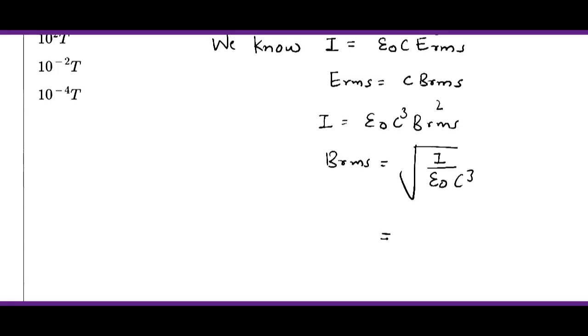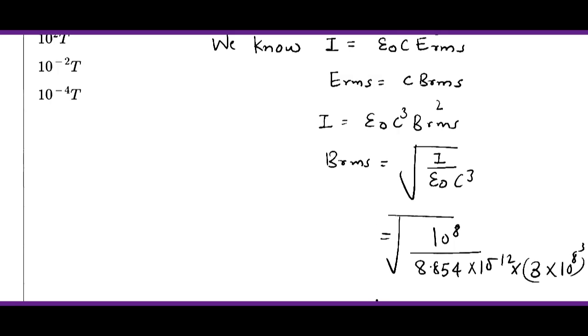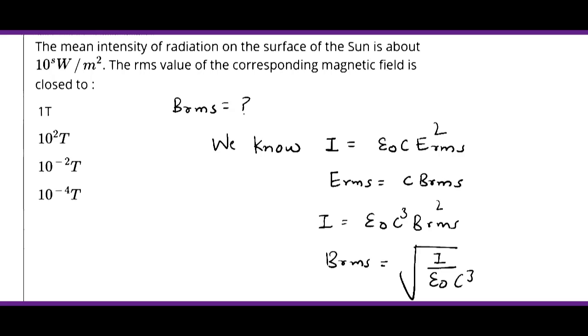Now manipulate the value. After manipulation, it is 10 raised to power 8 upon 8.854 into 10 raised to power minus 12 into 3 into 10 raised to power 8 whole cube. Now on solving this value, we get a value nearly equal to 10 raised to power minus 4 Tesla. So it is the value of B RMS. That is option C. Hence option C is right.